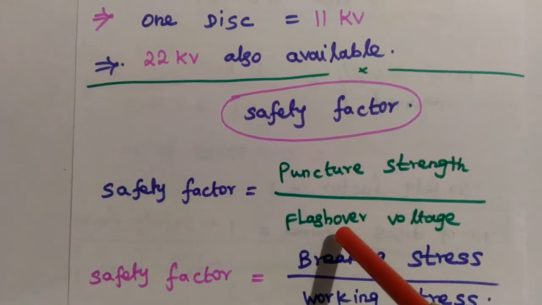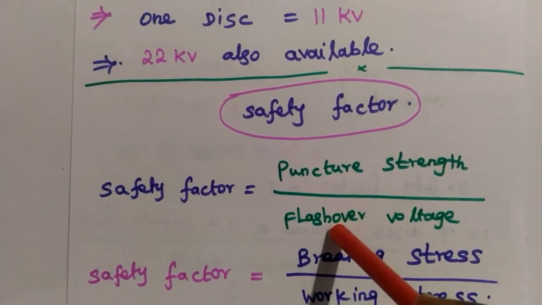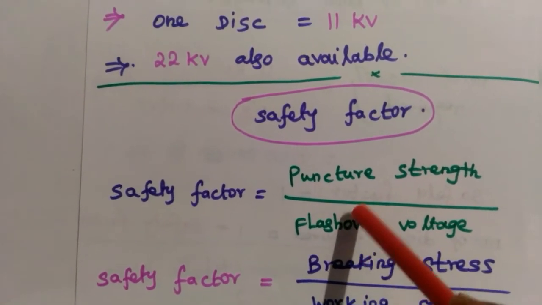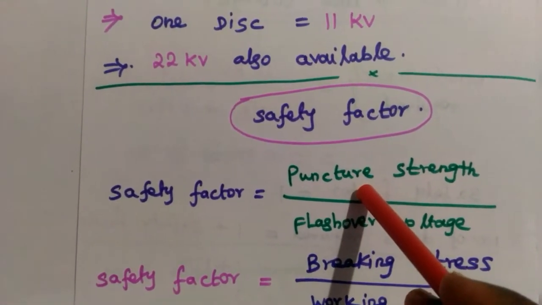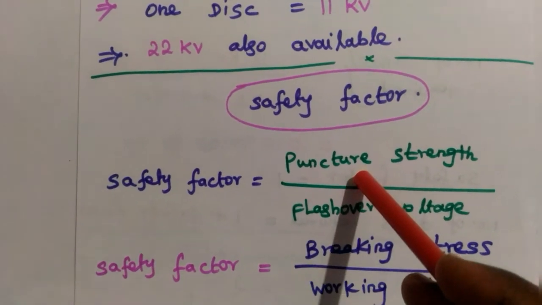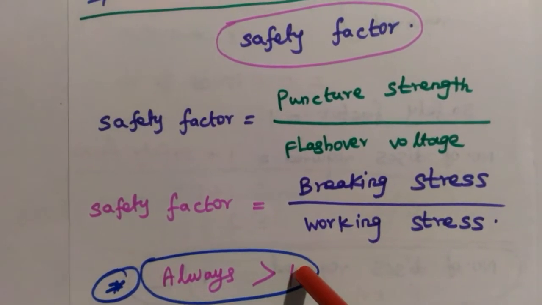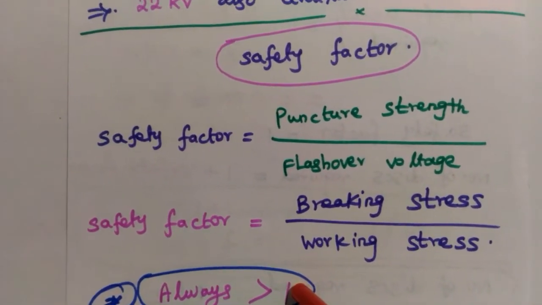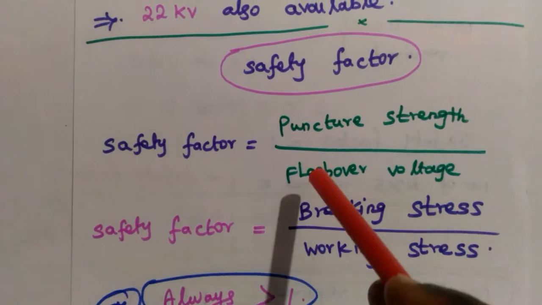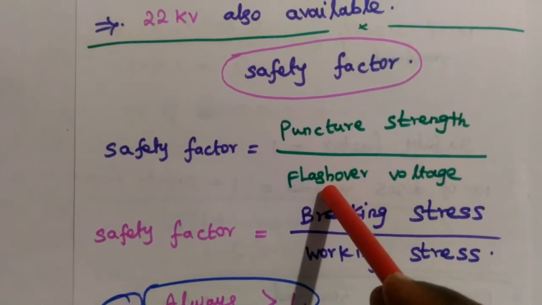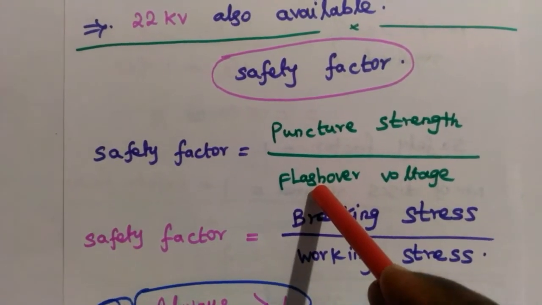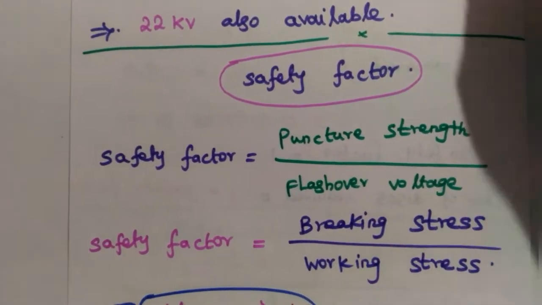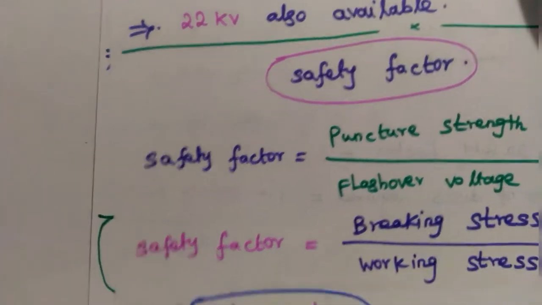Why is that high value needed? Under abnormal conditions, the flashover occurs in the insulator instead of a complete breakdown, that is, the puncture. So this is the meaning of the safety factor. Normally the safety factor for the insulator should be greater than 1, and the best value is 10. If you use 10 as the safety factor, we can get better operation and better performance from the insulator. So now let us see how to calculate this.